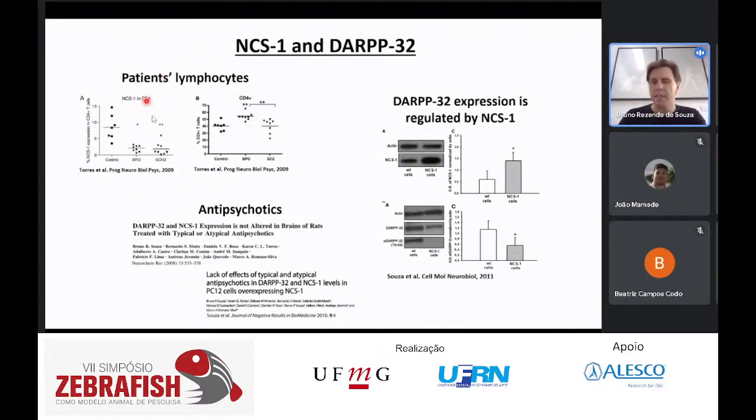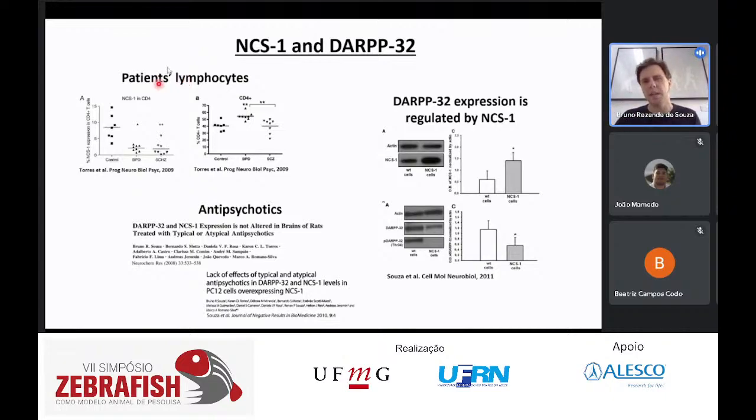We could see some of them. There's a decrease of NCS1 and CD4 positive cells in bipolar disorder patients and schizophrenic patients. We saw also an increase of DARP32 in bipolar disorder patients, but not in schizophrenic. So we saw that, well, that was interesting. There's a lot of studies to do to see if this could be a biomarker or not.